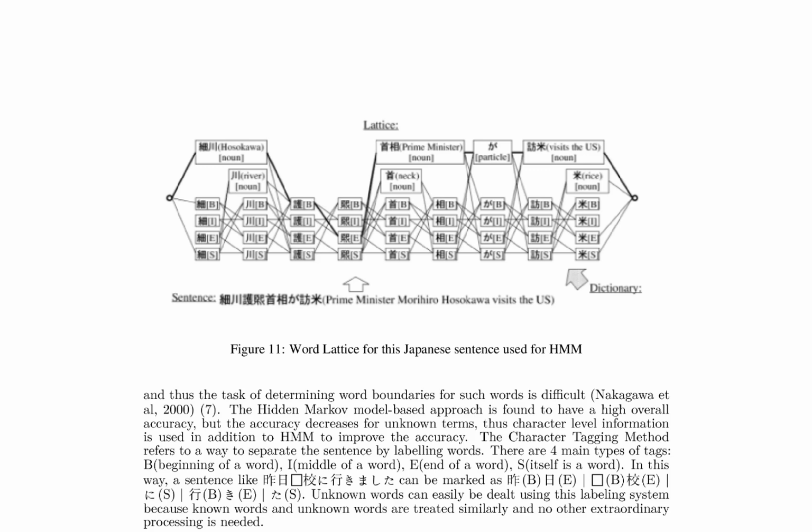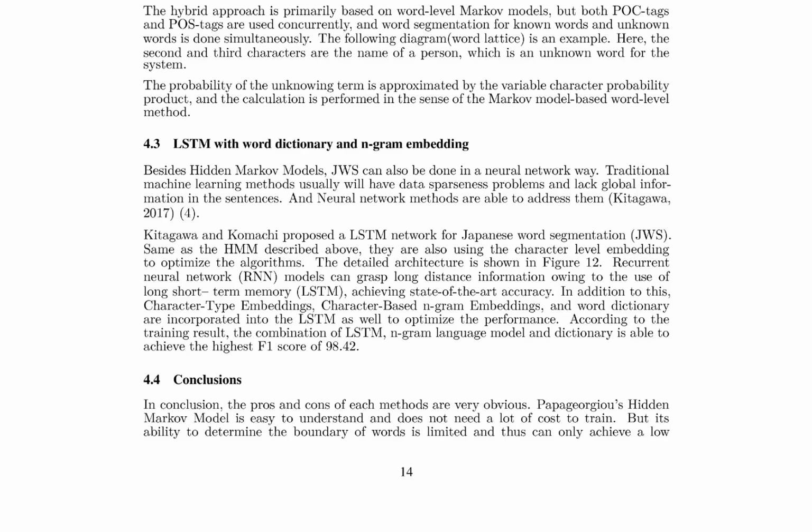The authors present experimental results comparing the performance of different word segmentation methods, including HMM, hybrid HMM character-level methods, and LSTM-based approaches. The results show that the LSTM-based approach achieves the highest F1 score of 98.42. The authors conclude that each method has its pros and cons, with HMM being easy to understand but limited in its ability to determine word boundaries, and neural network-based approaches achieving higher accuracy but requiring more complex training.